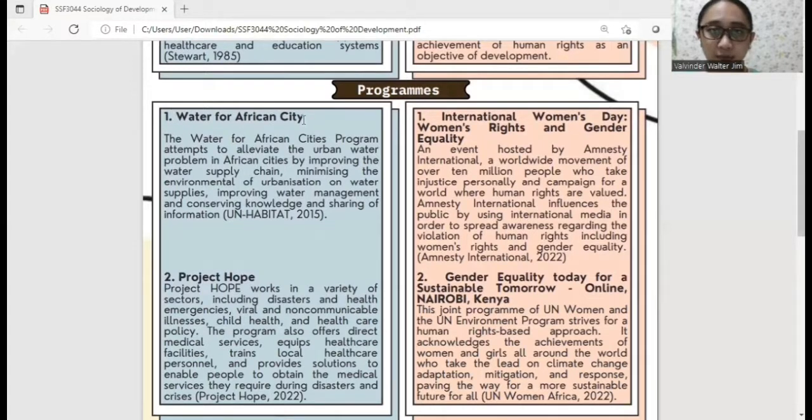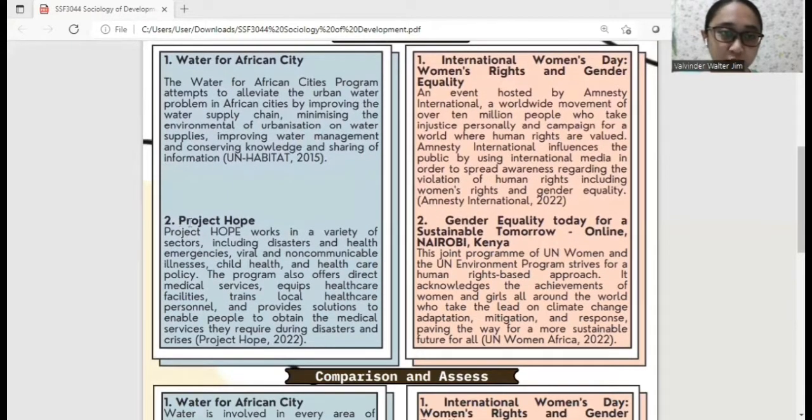The Water for African City program attempts to alleviate the urban water problem in African cities by improving the water supply chains, minimizing the environmental impact of urbanization on water supply, improving water management, and conserving knowledge and sharing of information.